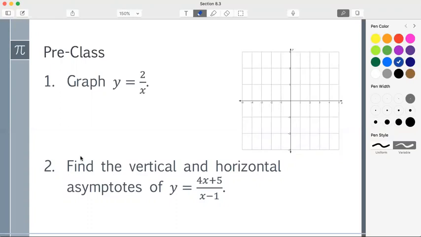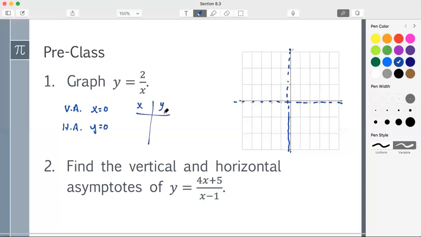For number one, you should have remembered that your vertical asymptote for this basic function always occurs at x equals 0, and your horizontal asymptote always occurs at y equals 0. There's no h, there's no k. So there's 0 and 0. I like to plot these. Here's my vertical, here's my horizontal. Then we do a quick XY chart. This one's going to be pretty easy.